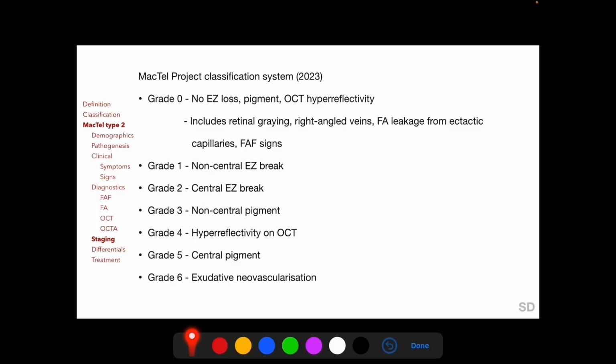Grade 3 describes macular telangiectasia with intraretinal pigment located non-centrally. Grade 4 describes macular telangiectasia with intraretinal hyperreflectivity on optical coherence tomography. Grade 5 describes macular telangiectasia with intraretinal pigment located centrally, and Grade 6 describes the development of exudative neovascularization in an eye with macular telangiectasia type 2.